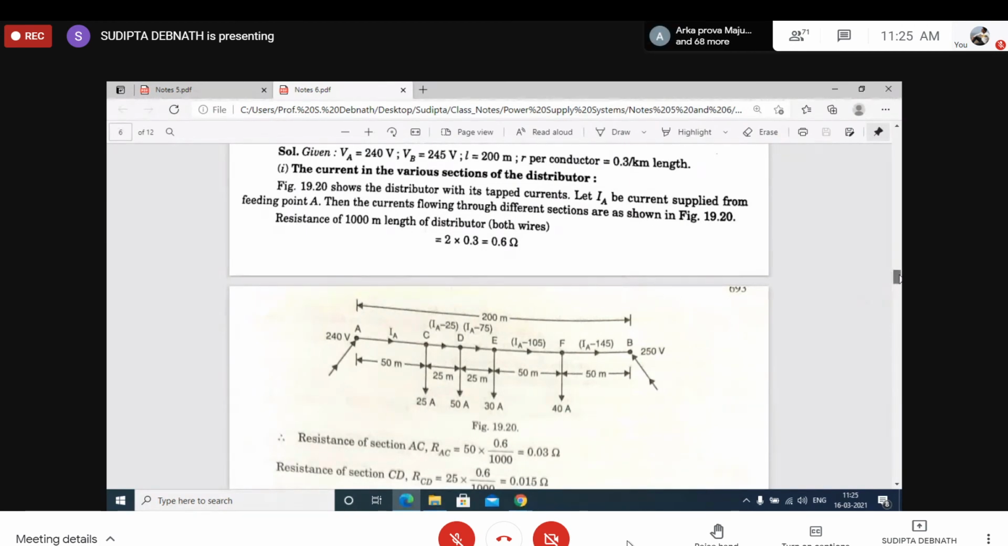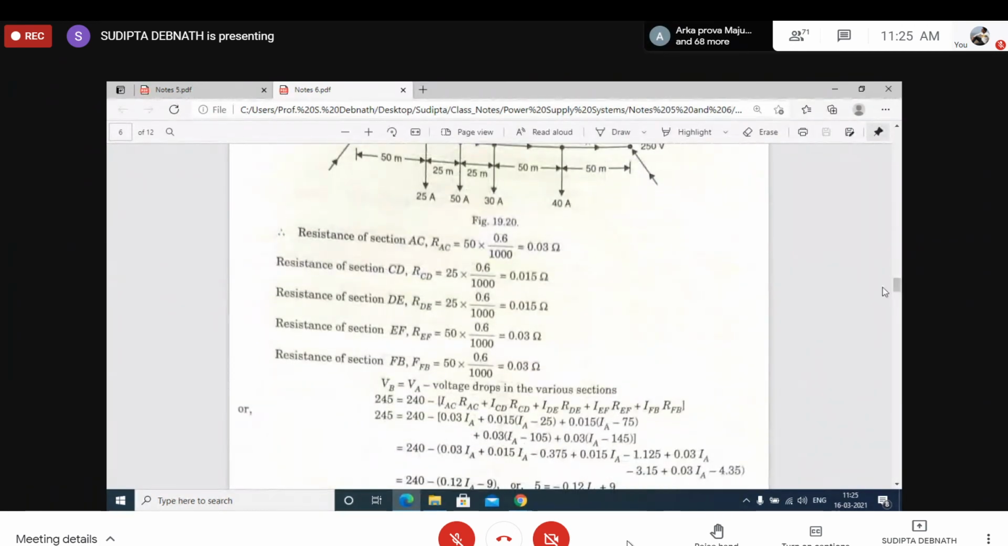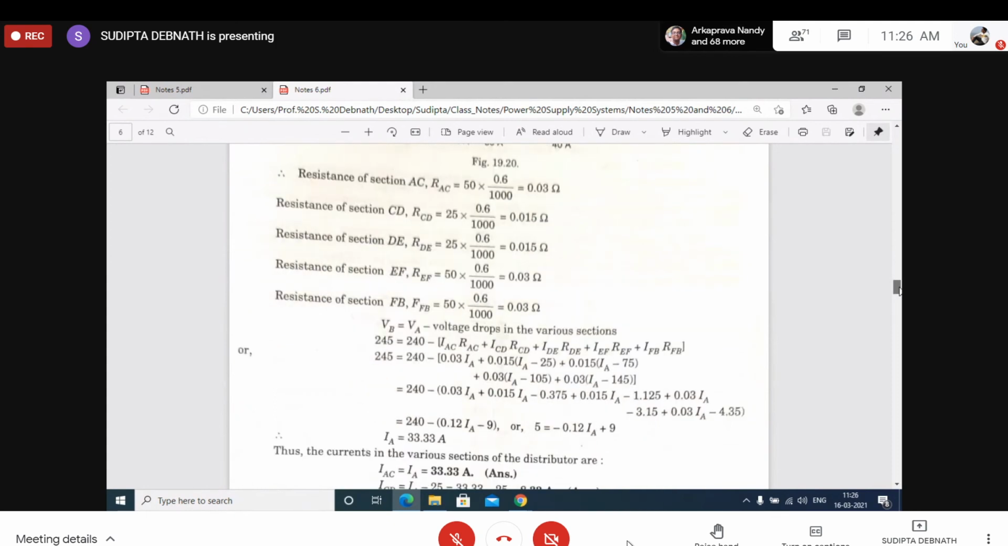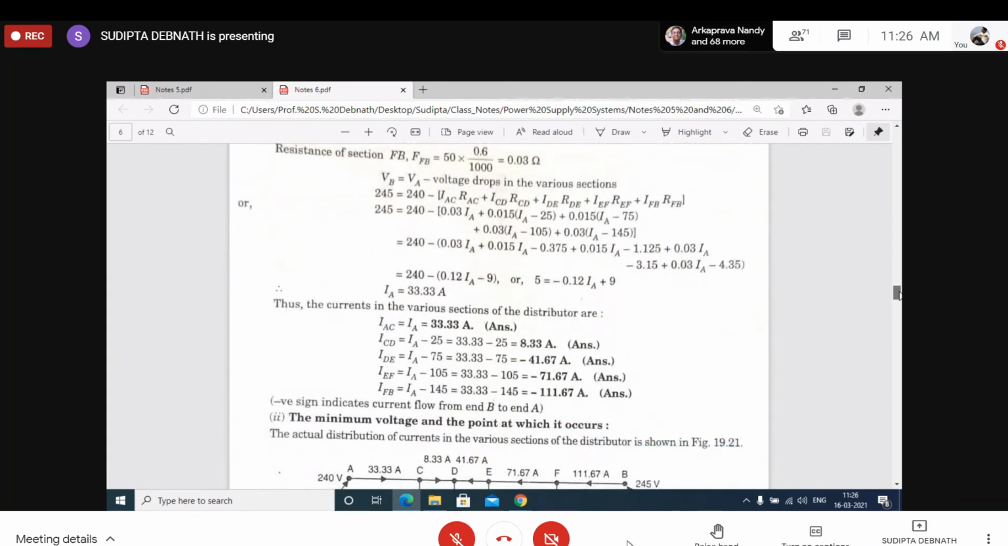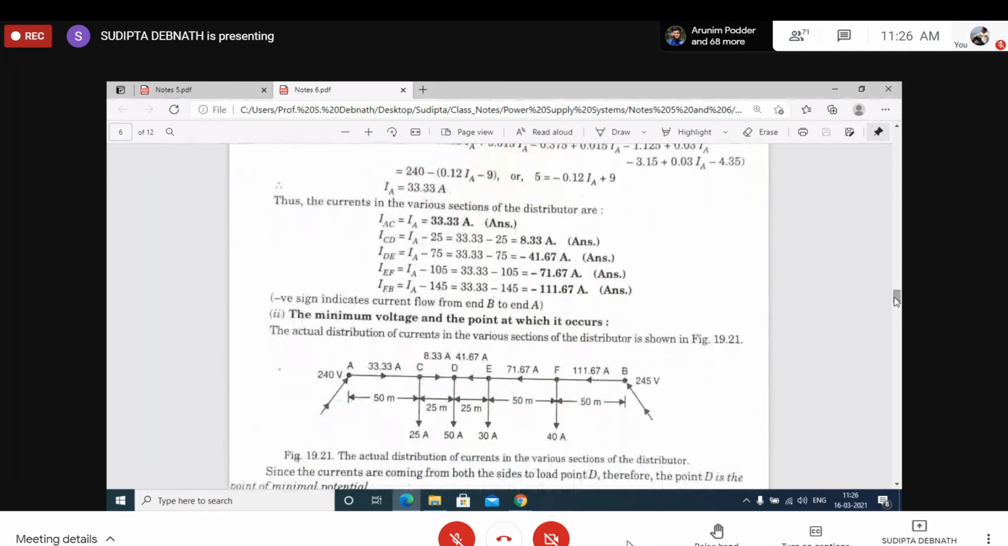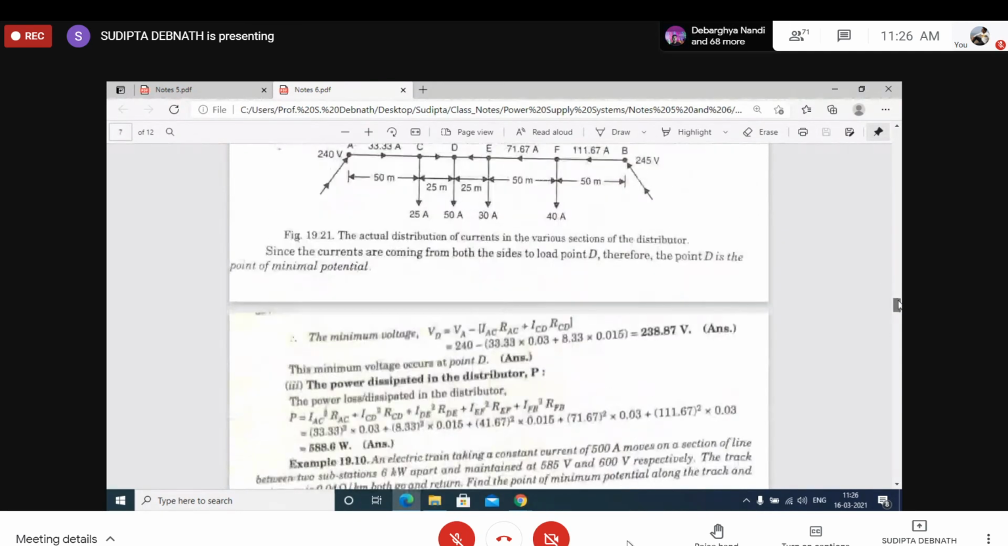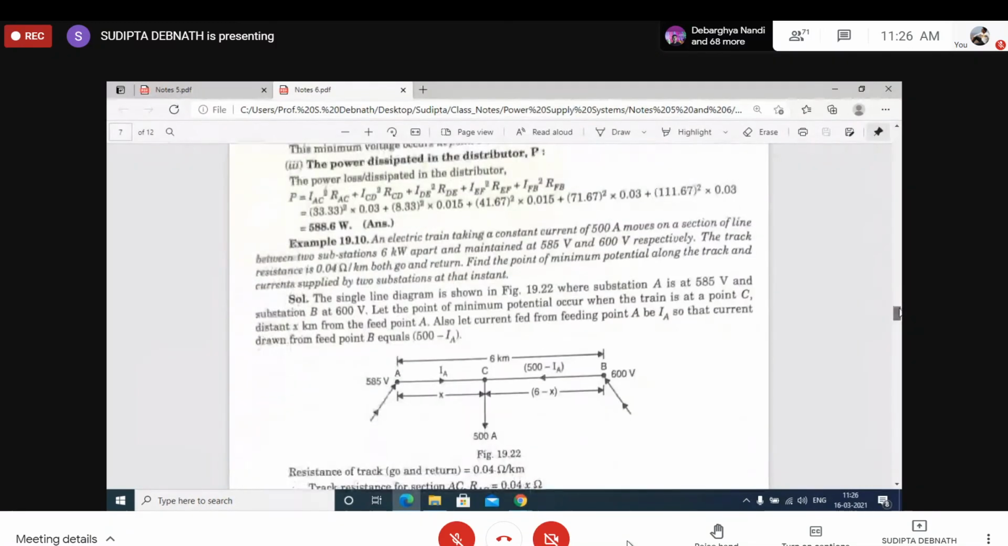It is exactly same as that of the previous problem, because VB is 245. So VB is VA minus this one. So it will be exactly same, and you will get all the results. So here also minimum potential you have to find out where it is occurring. Every time minimum potential point will be that point at which the current is entering from both sides. Okay, so nothing is new in this problem. Now next problem.